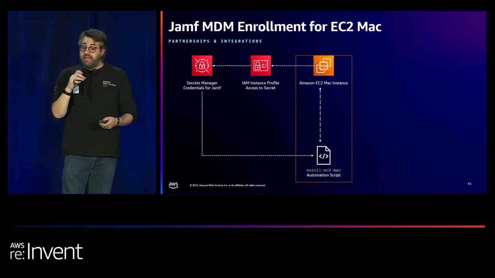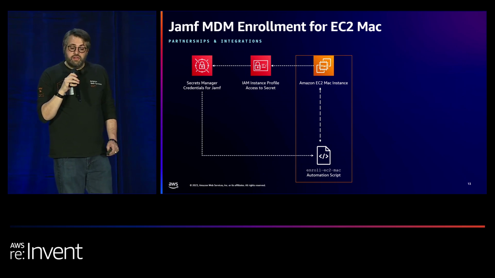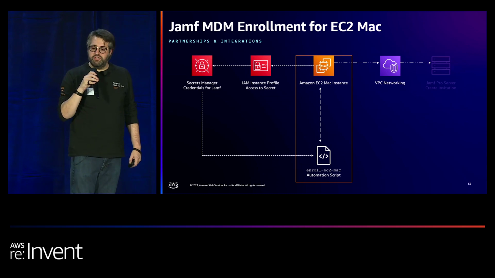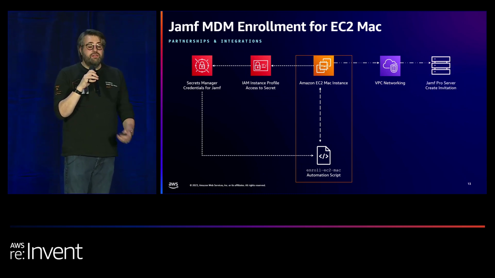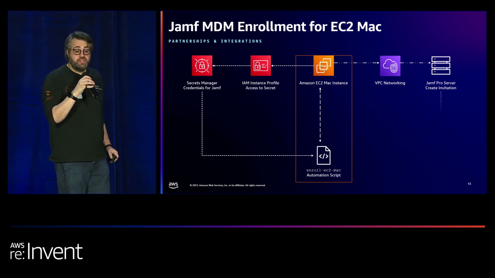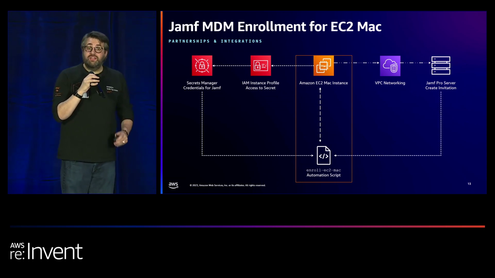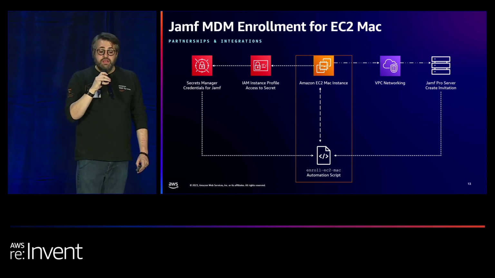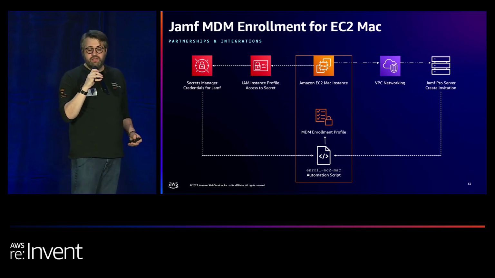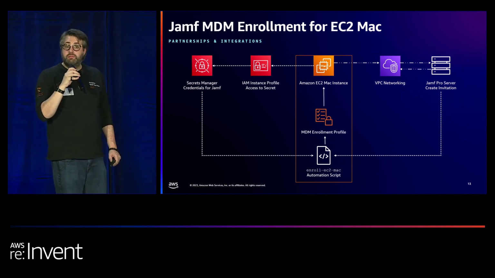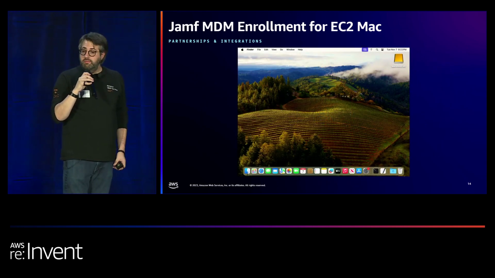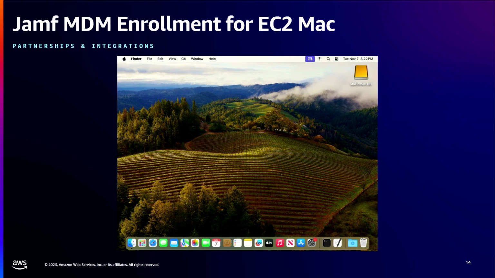When those are retrieved, and that is at runtime, the instance actually reaches out with credentials over the VPC to the Jamf Pro server itself. And from the Jamf Pro server, it is going to receive back the enrollment invitation code. The script itself is going to use that invitation code and create an enrollment profile. Once this profile is created, it is applied to the EC2 Mac instance, and from there, we basically have our enrollment. And this is it in action.